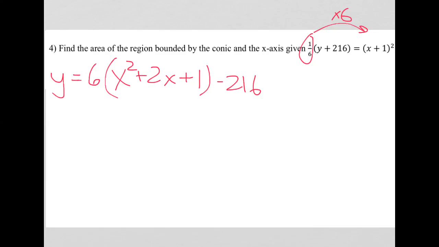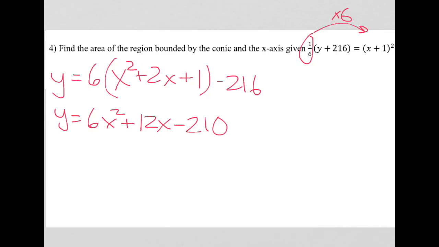So let's see what we can do. Well, we can distribute that 6, so y equals 6x squared plus 6 times 2 is 12x plus 6 minus 216. But let's go ahead and change that as well. 6 minus 216 is negative 210. The difference between 216 and 6 is 210. If you added 6 to 210, you get 216, but it is a negative 216, so there you have that. A little bit of mental math for you.